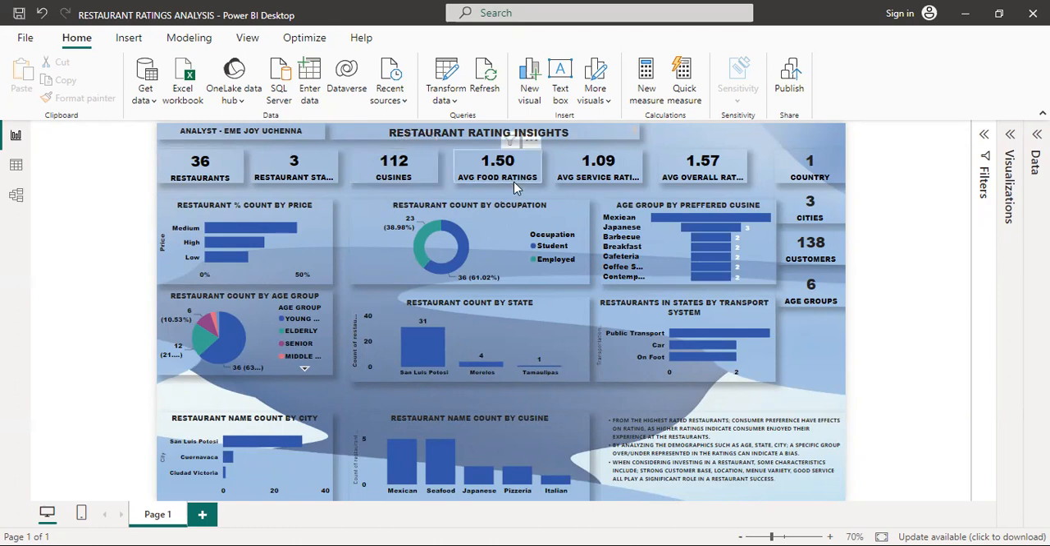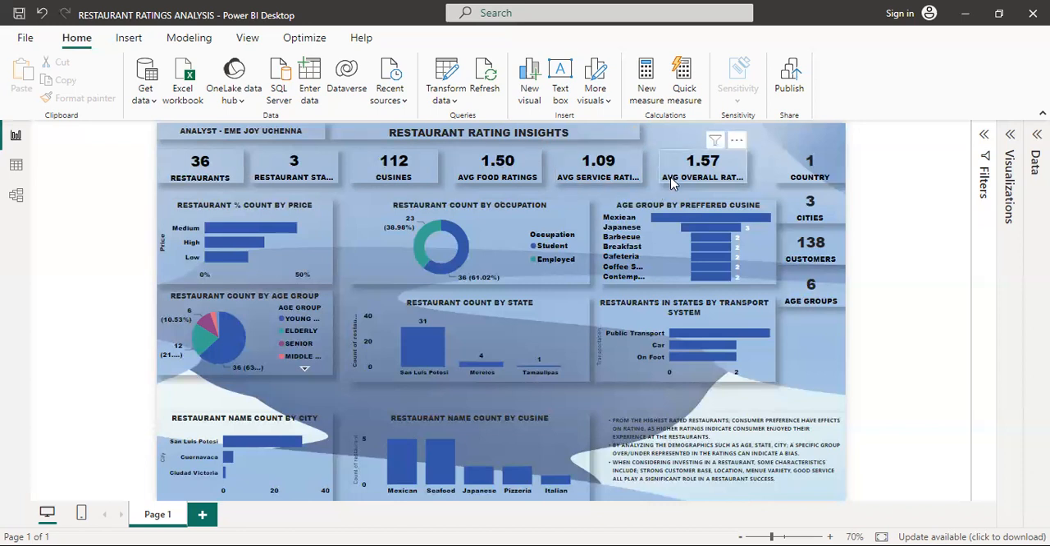Average food rating. This KPI provides the average rating specifically for food quality across all restaurants. It helps assess the general satisfaction level of customers in terms of taste and presentation of dishes. Average service rating, 1.09. This KPI calculates the average rating for the service quality provided by the restaurants. It gives insights into the overall customer experience in terms of staff friendliness, promptness, courtesy, and attentiveness.